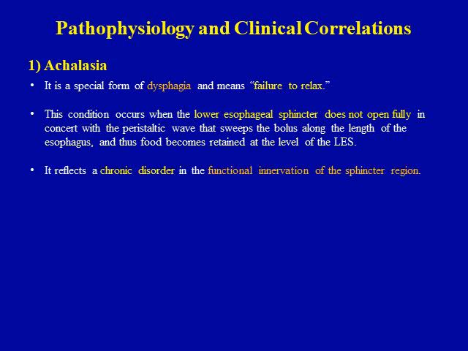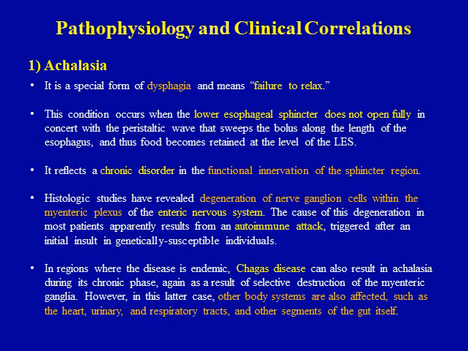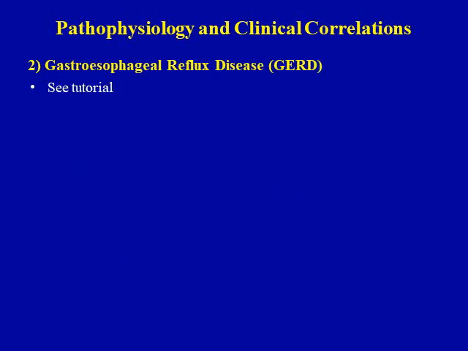And this could happen as part of an autoimmune attack on those cells, or as part of a parasitic infection like in Chagas disease, where the parasite attacks cell bodies in the ganglia, including those of the esophagus, as well as other systems in the body like the heart, urinary tract, respiratory tract, and other segments of the alimentary canal. Another example of a pathophysiology that affects the motility of the esophagus is gastroesophageal reflux disease, or GERD, that we will discuss thoroughly in the tutorial, inshallah.